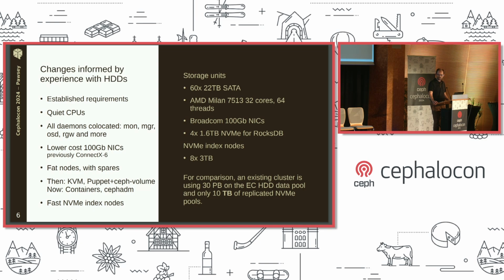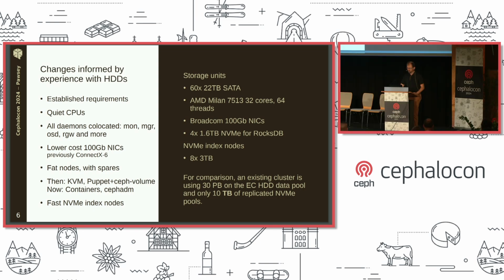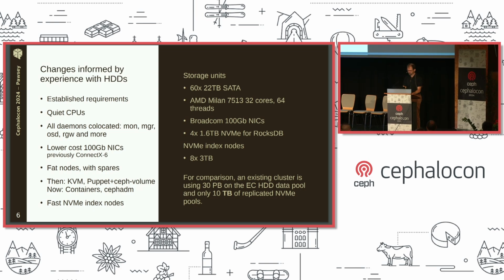The final piece is the index nodes. The cluster is for Rados Gateway, which requires a high-performance index pool. Fortunately, the size of this pool is a mere fraction of the main data pool, so I can be satisfied with only 4 nodes.